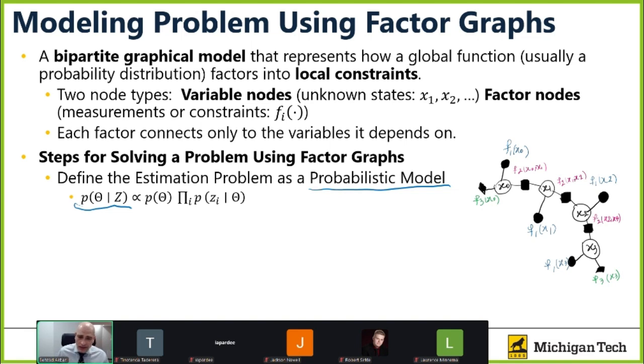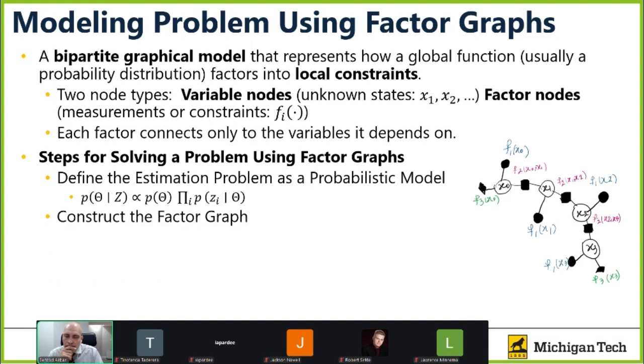We know the posterior density comes from Bayes' rule, and it is proportional to something that can be broken down into prior and likelihood. So this is the prior and this is the likelihood. We know that in this class at least. So this is the first part: we need to break down the problem into a probabilistic model. That's the main part.